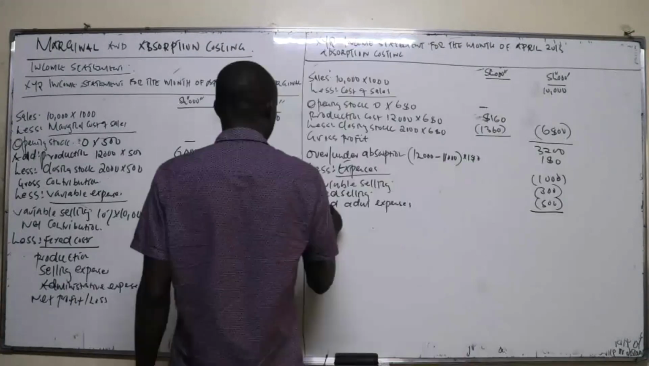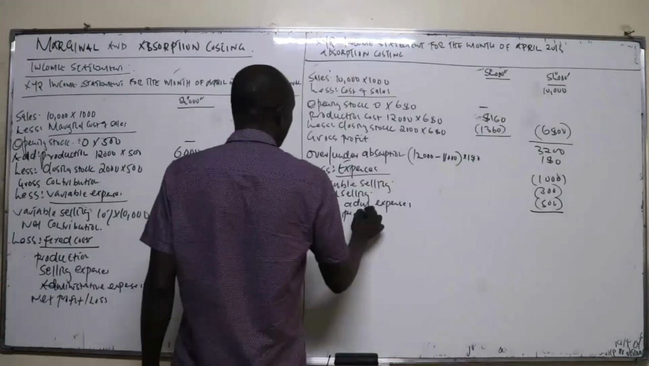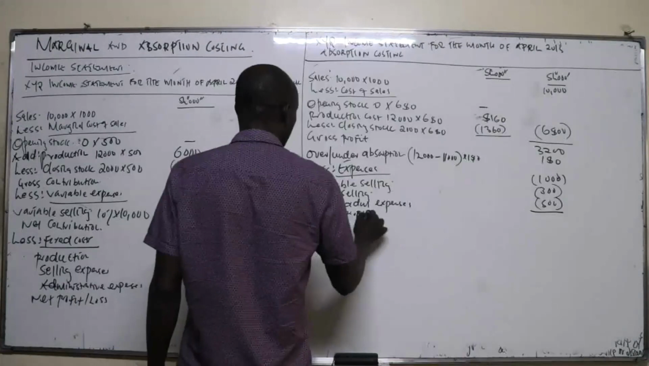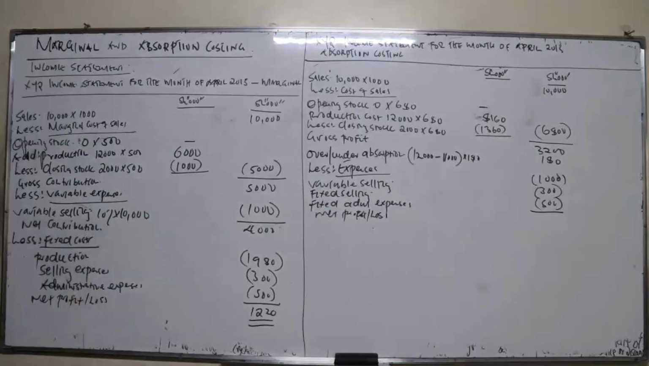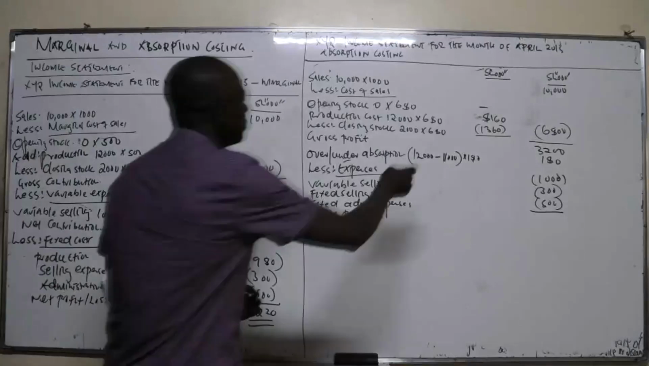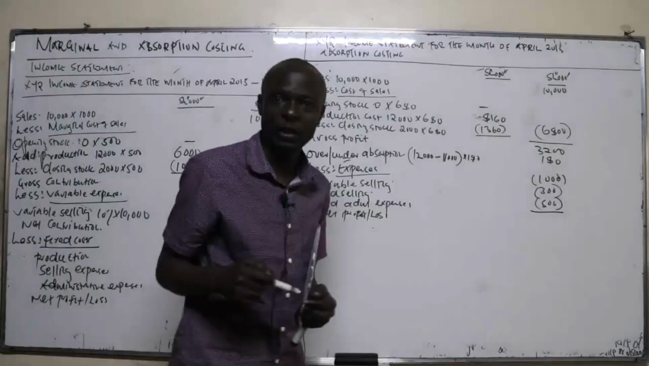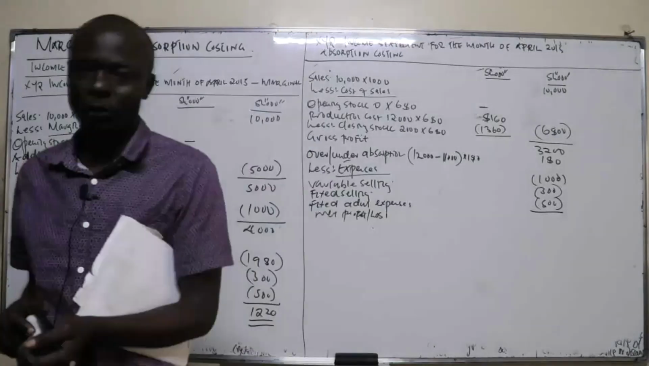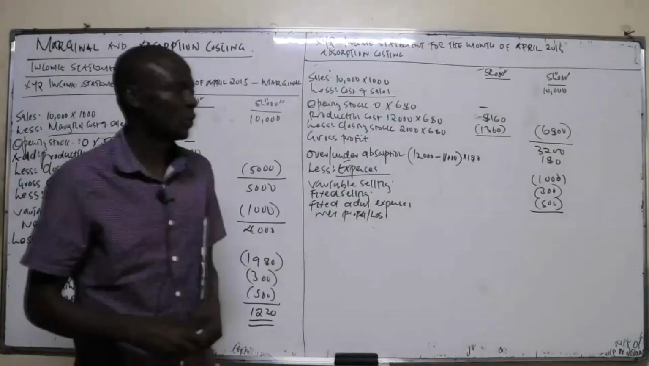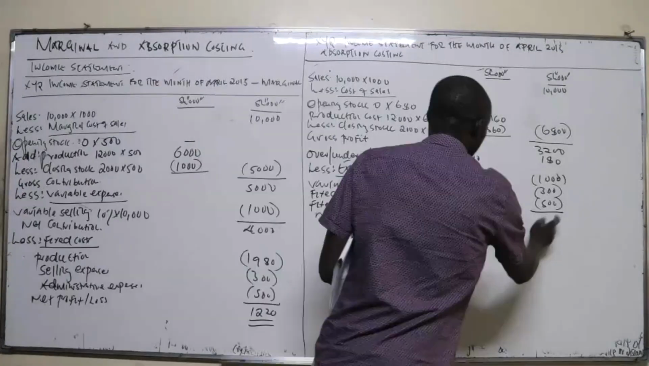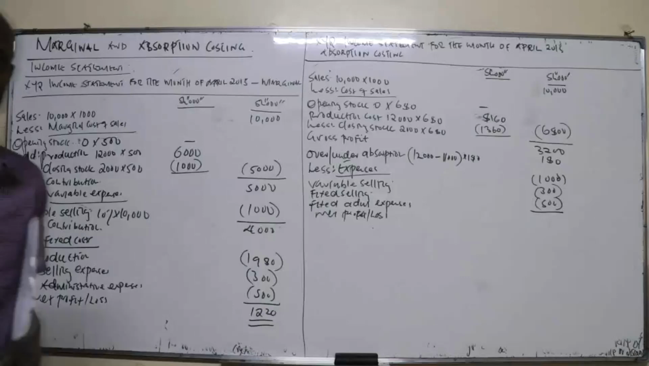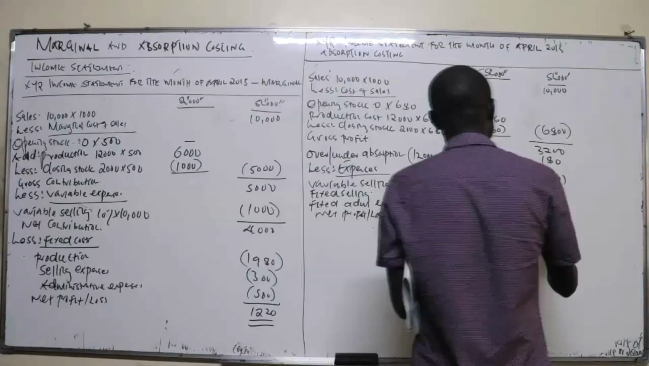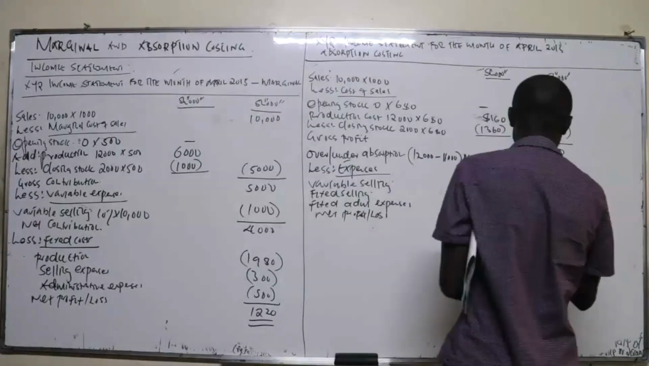Net profit or loss. Someone will ask, what about fixed production? It is already absorbed in this 680. It's already absorbed in the 680. So here you don't consider it separately. So now that is how we make it. Can we get the profit there? So this one will be 1580. So that is how we make it. I hope you have seen the differences.